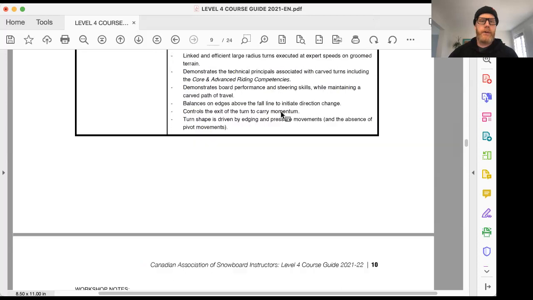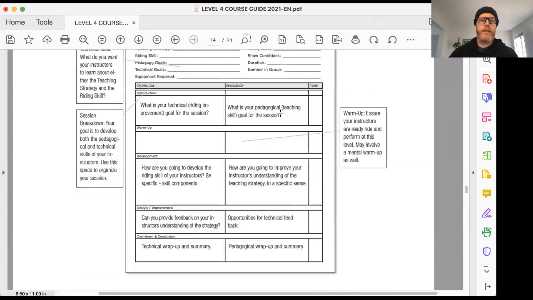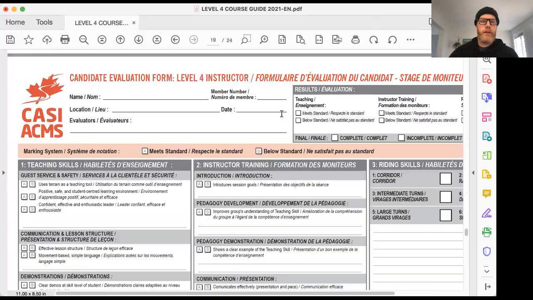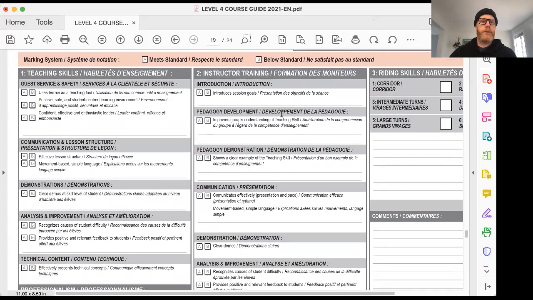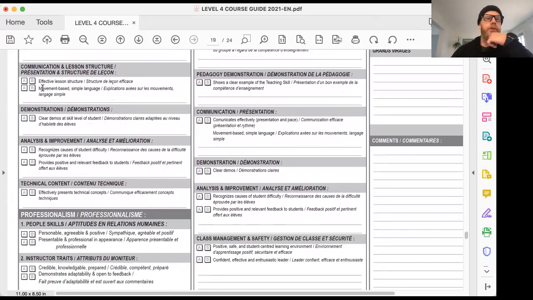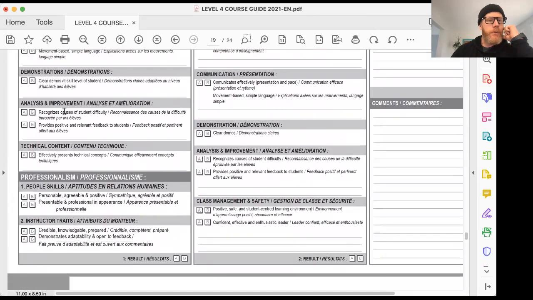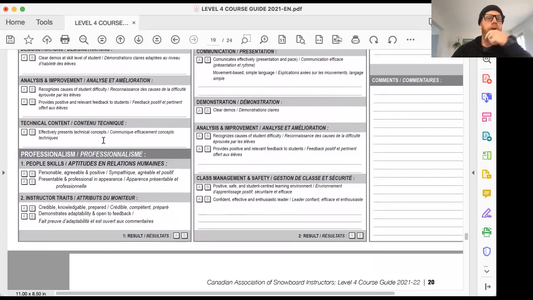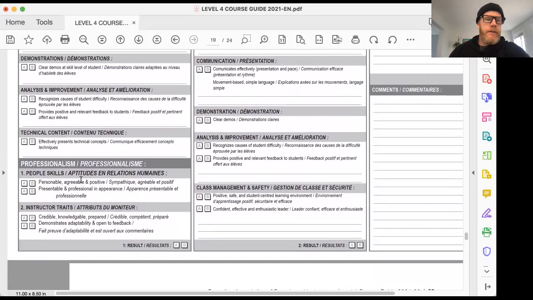I'm just going to skip down to the evaluation form. They're basically the same points mirrored in the evaluation form. We do use the online marking system, but we have a copy of the evaluation form included here just so you can see. Each of them are still broken down by meets and below standard. Uses terrain as a teaching tool, positive, safe, student-centered, confident and enthusiastic leader, effective structure, movement-based, simple language, and clear demos, recognizes the causes of difficulty and provides relevant feedback, effectively presents technical concepts. And then we have our professionalism and people skills parts at the bottom.